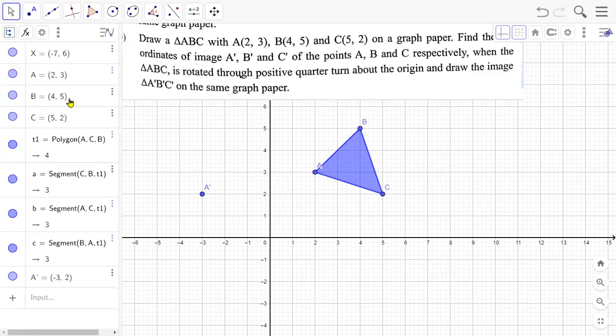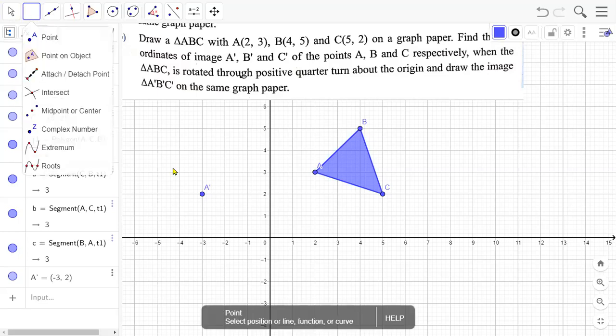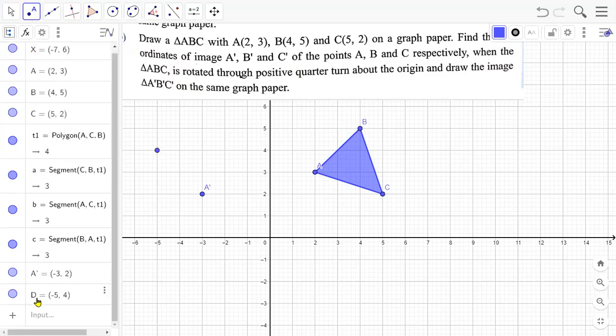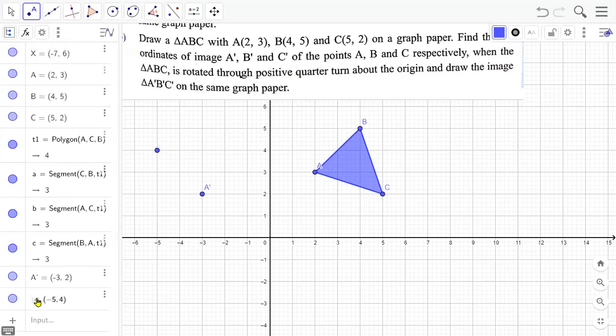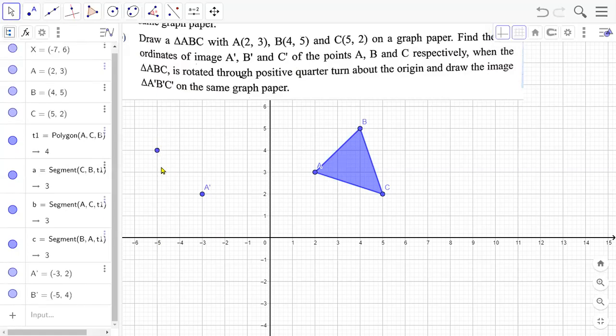Yes, Mr. Anamol, what is the coordinate of point B dash here? (-5, 4). Okay, the coordinate of B dash is (-5, 4). Very good. Let me just identify the point (-5, 4). Okay, this will be the point. What will be the name of this point? It is B dash.